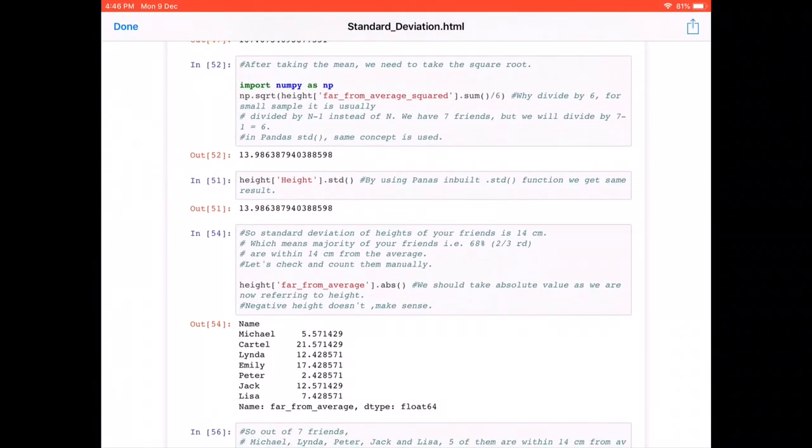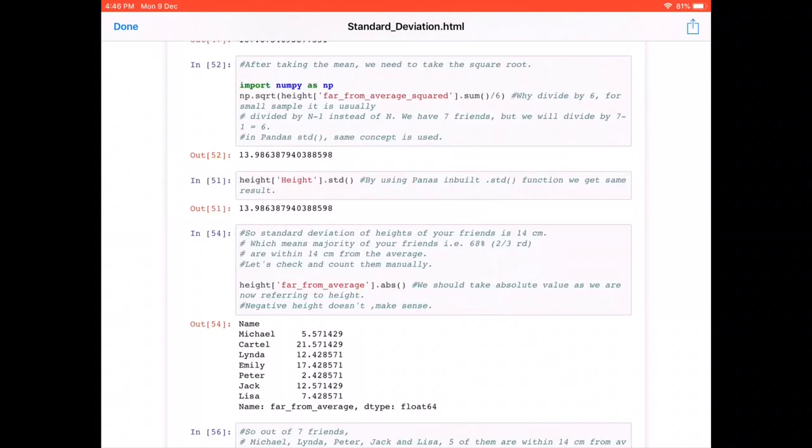I have also put some additional text so you can read it. You can pause the video and read it. It is a little bit more explanation of how all these functions work, for people who are non-programmers. What I have done here is calculated the standard deviation in both ways, using the dot std function as well as step by step. Now the question comes: what does this 14 centimeters represent?